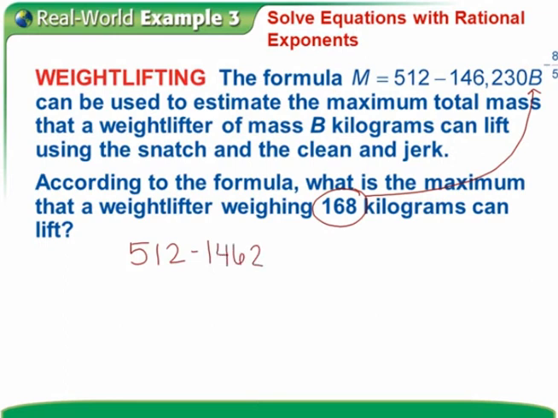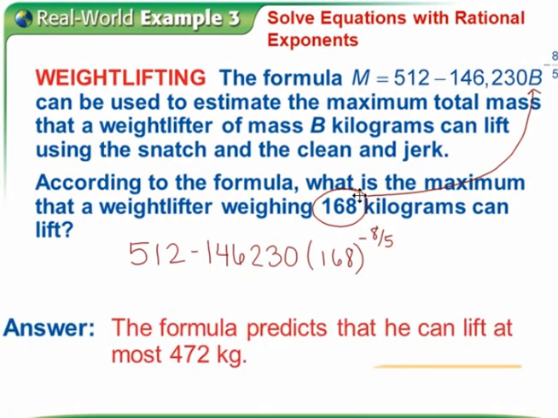and you can just go to your calculator and type this in: 512 minus 146,230 times 168 raised to the negative 8/5. If you type that in your calculator correctly, you should get the answer of 472 kilograms. Okay, if you did not get that answer, a couple things to think about: you do need to have those parentheses, and you do need parentheses around the fraction of negative 8/5 if your calculator doesn't raise it up as an exponent right away.